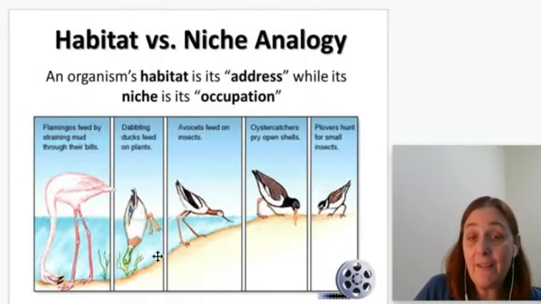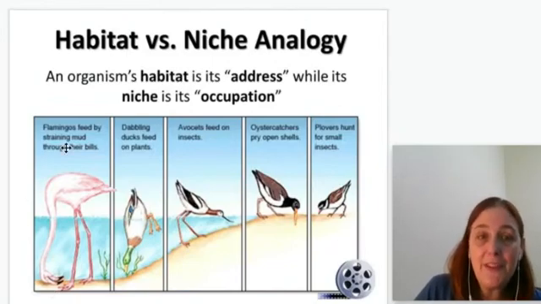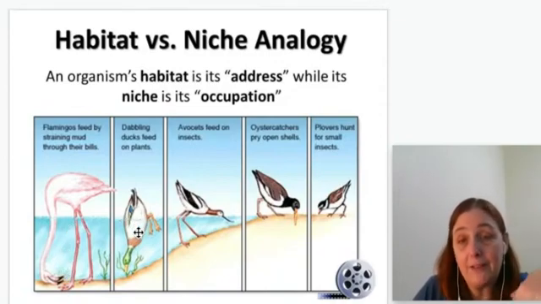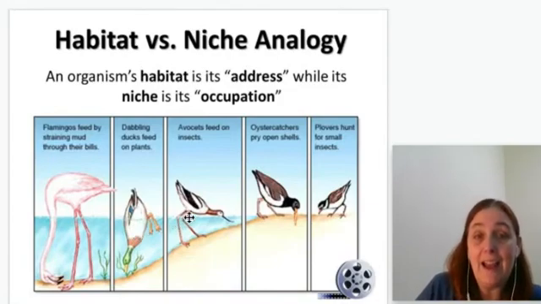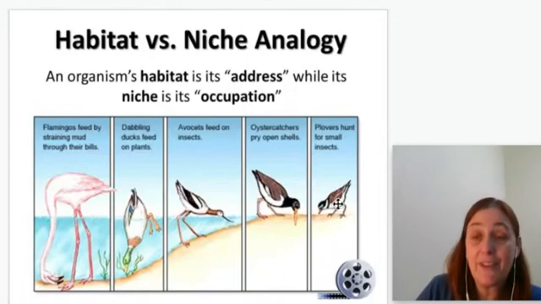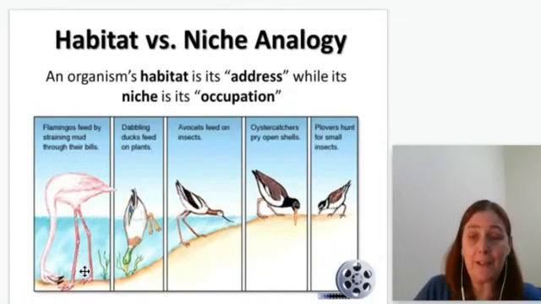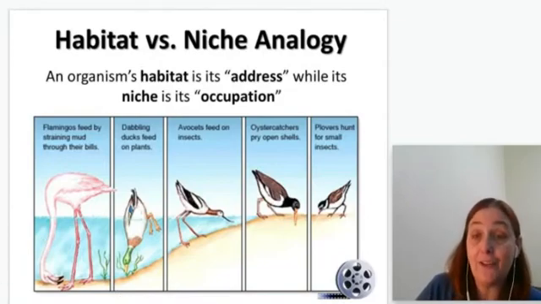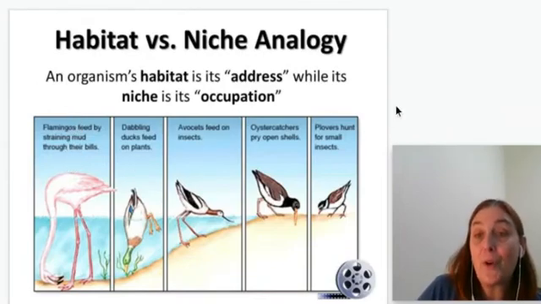So all these birds have the same habitat. They live at the beach. But this flamingo eats by straining mud through their bills, while the duck dabs up and down to get the plants. And avocets feed on insects, right? Oyster catchers pry open shells, and plovers hunt for small insects. They're not eating the same stuff. They each fill a different niche. They have a different role in this ecosystem, but they are all at the same habitat, the beach. And that is a rundown of all the vocabulary of organization that you need to know for ecology.